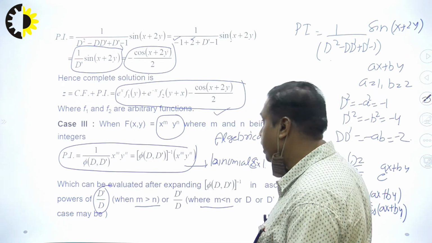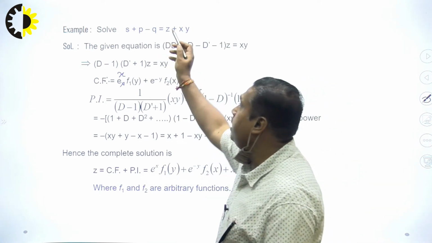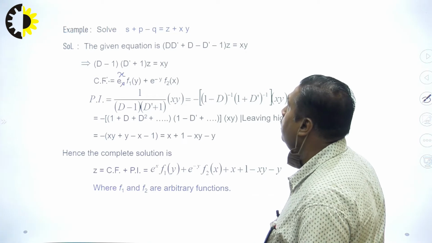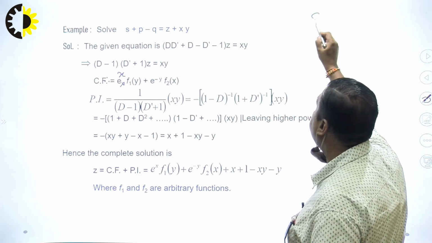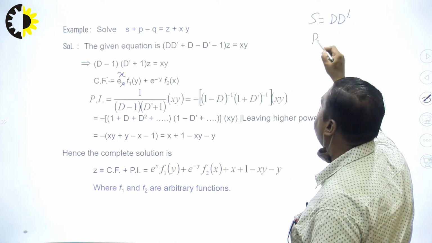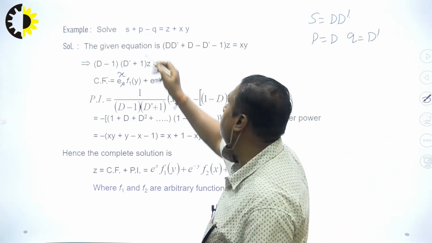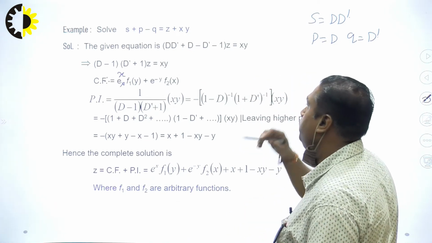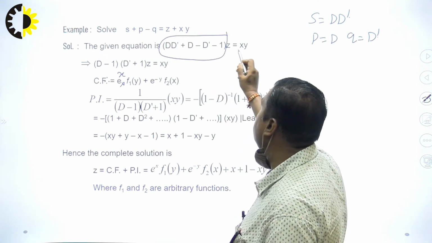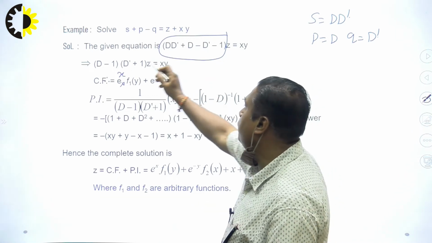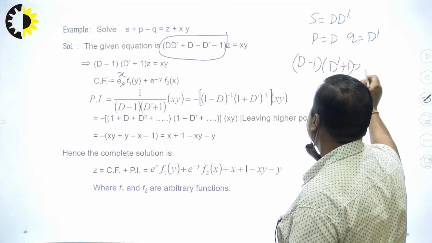So we can write in the example. Now let us take an example for the support of this. Now we are taking the example s + p - q + ... = z + xy. So we represent the equation: s is taken as DD', p is taken as D, and q is taken as D', and xy is the term, and the z term is transferred to the left side, and the equation becomes DD' + D - D' - 1 into z is equal to xy. After factorizing, that becomes (D - 1)(D' + 1) z is equal to xy.